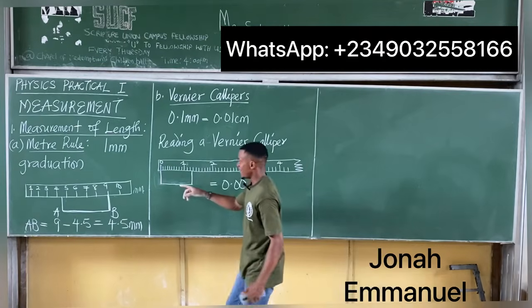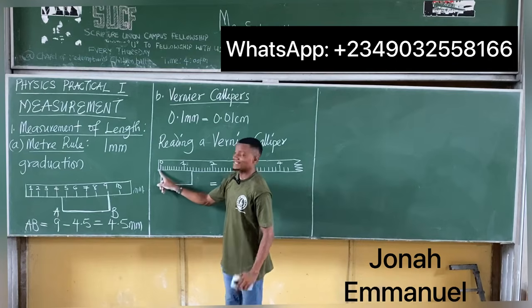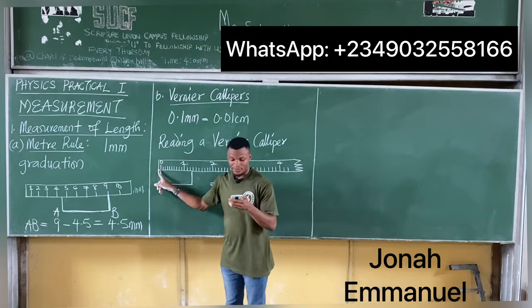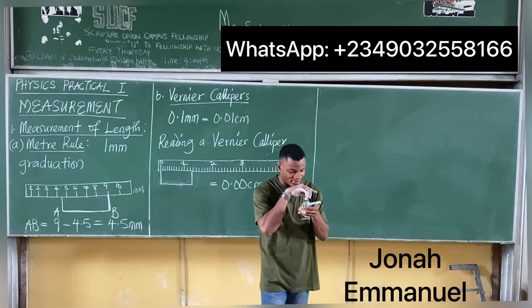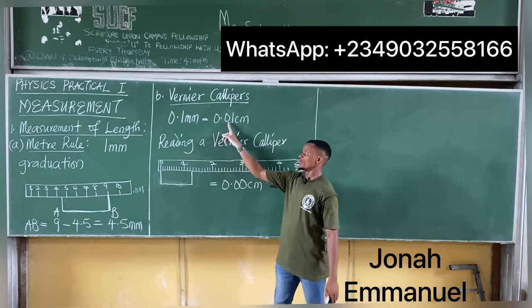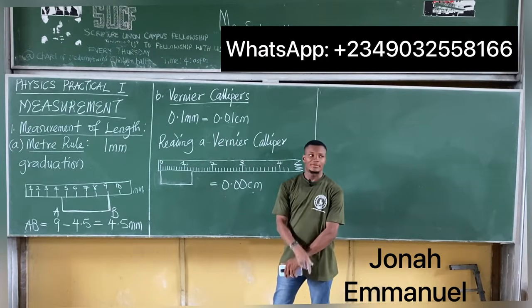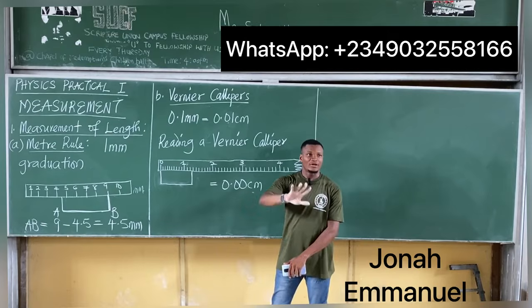For vernier caliper, I'm only taking this side here, not the two sides. So where this one coincides is what I take, that's all. It becomes 0.00 cm. So just here, express it in 2 dp for your cm. So 0.00 cm. Now hang on. Let me give other examples.